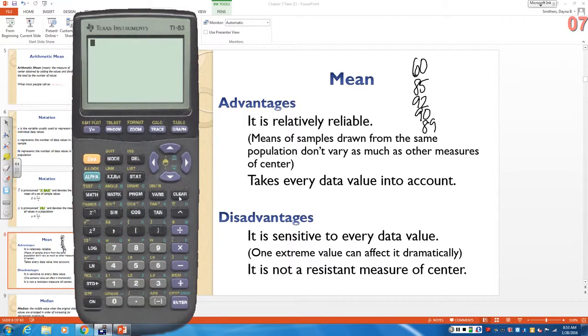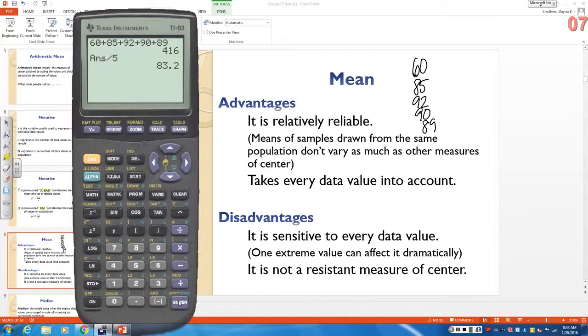I'm going to add 60 plus 85 plus my 92 plus my 90 plus 89. Divide by what? Well, if you want to do it in one step, you'd better have parentheses. I didn't have mine, so I'm going to press enter and then divide by, how many tests is that? 5. Okay, it says that my average is an 83. That's a low B, right?